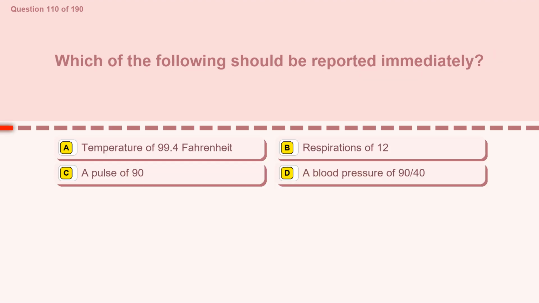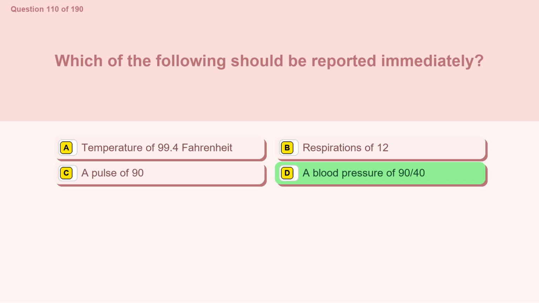Question 110. Which of the following should be reported immediately? Option A. A temperature of 99.4 Fahrenheit. Option B. A respirations of 12. Option C. A pulse of 90. Option D. A blood pressure of 90/40ths.